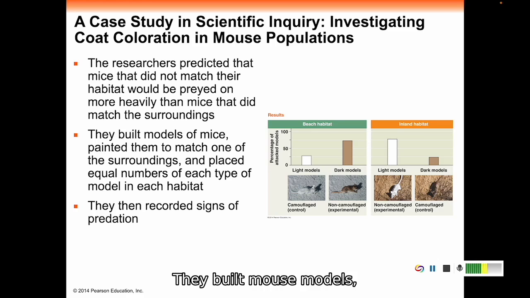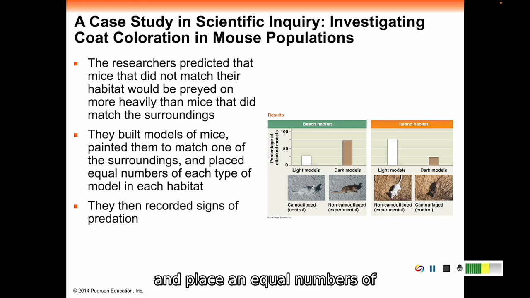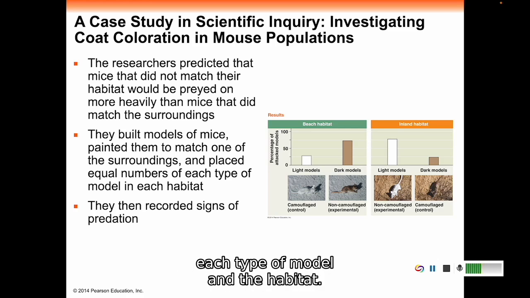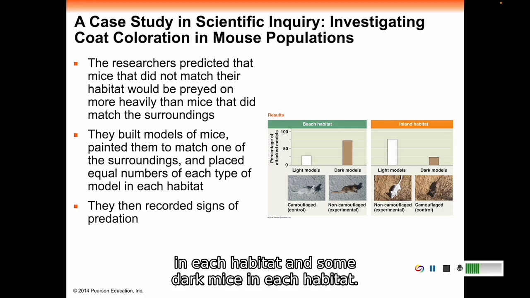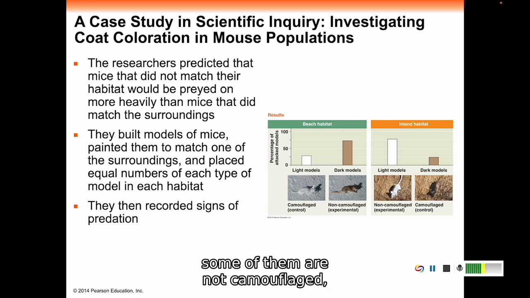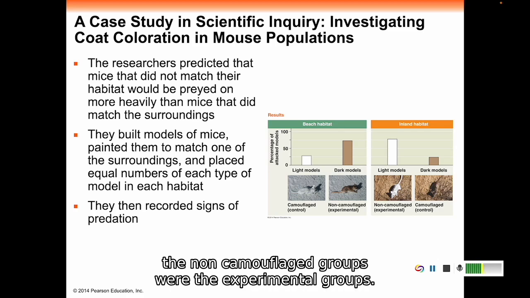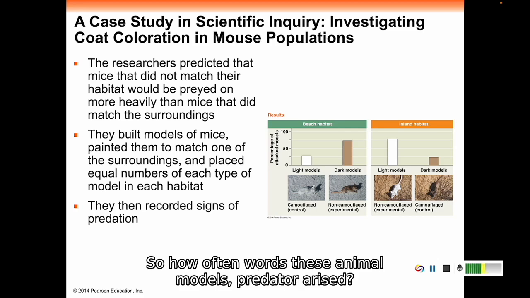They built mouse models. You can see them in these pictures here. These mouse models are painted to match their surroundings and placed in equal numbers of each type of model in the habitat. So some light mice in each habitat and some dark mice in each habitat. Some of them were camouflaged, which were the control groups, and some of them were not camouflaged, which were the experimental groups. And then they recorded signs of predation. So how often were these animal models attacked by predators?